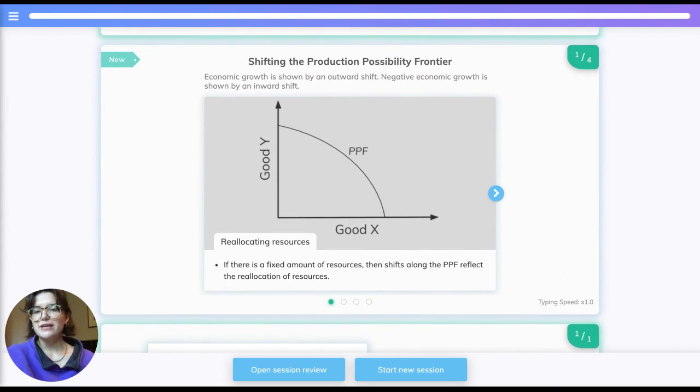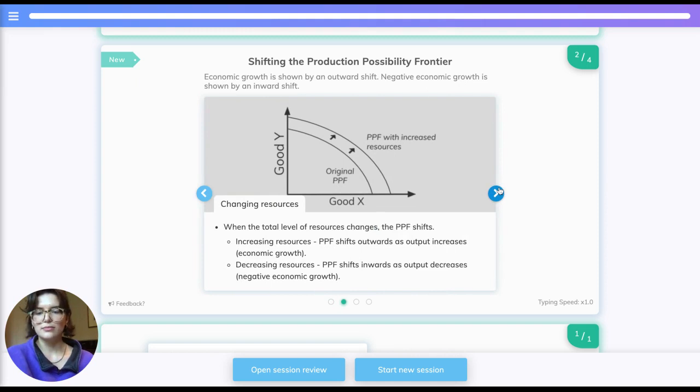So how can we go about shifting the production possibility frontier? If there is a fixed amount of resources, then shifts along the PPF reflect the reallocation of resources. When the total level of resources changes, the PPF shifts. By increasing resources, the PPF shifts outwards as output increases. If the PPF shifts inwards as output decreases, then we are decreasing resources, which means that there is negative economic growth.